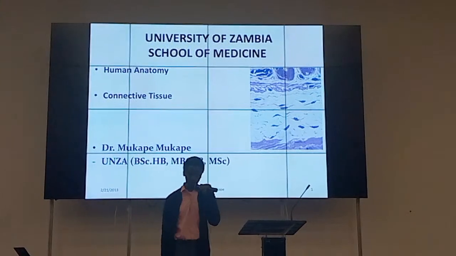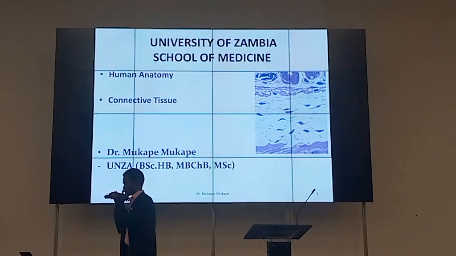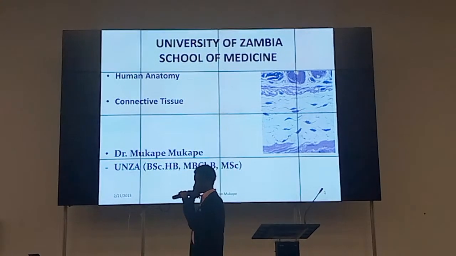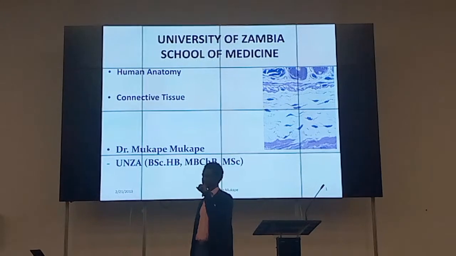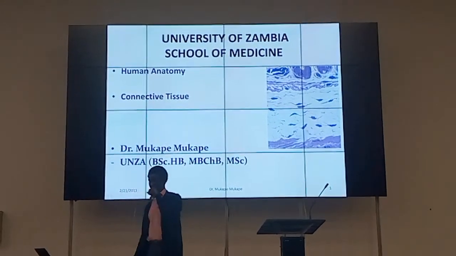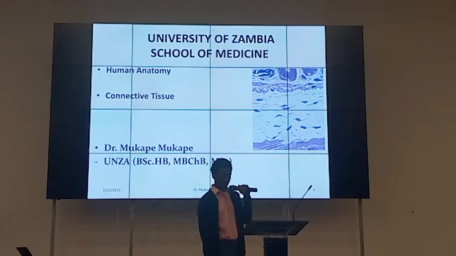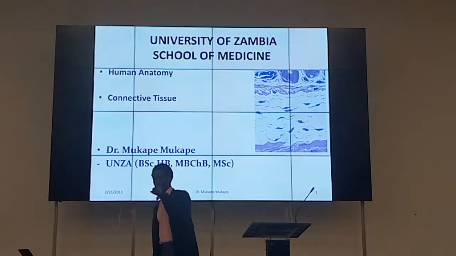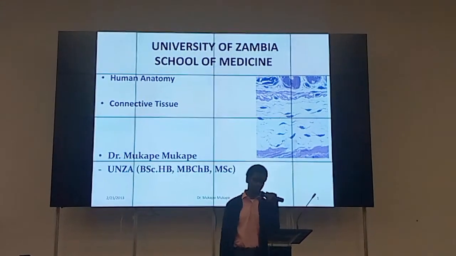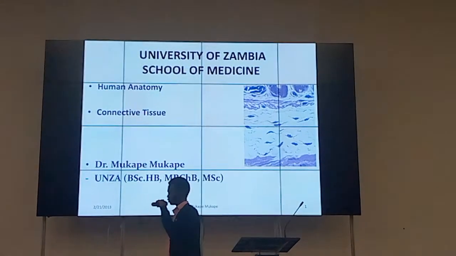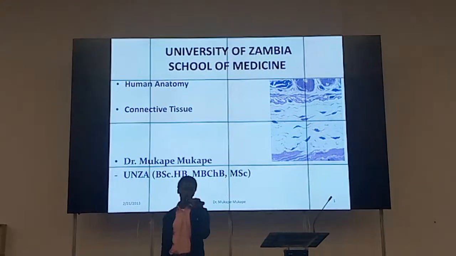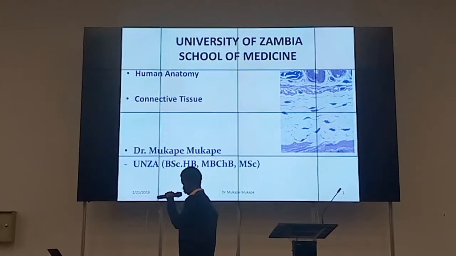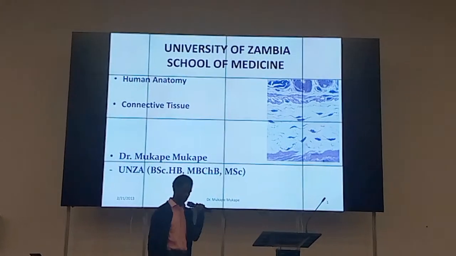The spelling for Wharton is with a capital W, because it's the name of someone. So Wharton's jelly, apostrophe s, or jelly of Wharton. So this is the mucoid connective tissue in the umbilical cord. That's the most important structure, but you can also find it in the pulp cavities of teeth. Teeth have pulp cavities, and you can find mucoid connective tissue there as well. So that's number five.